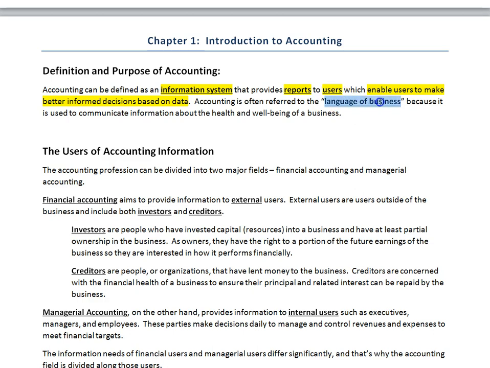Accounting is often called the language of business because in order to describe transactions, especially the higher you get into a business, the more accounting language will be used. So accounting is used to describe business events.